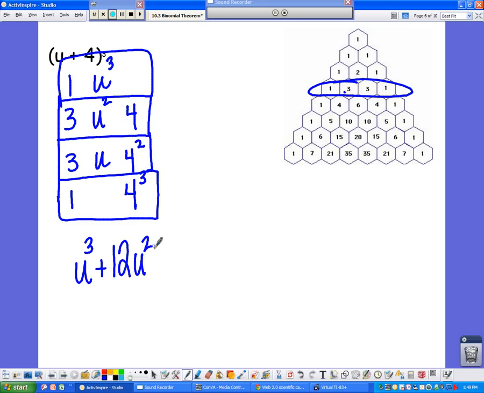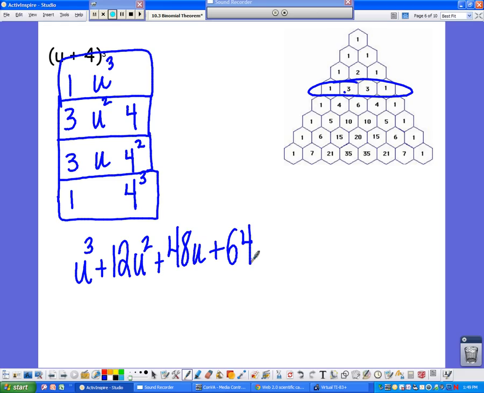u squared. Next one, remember you got to do your powers first according to order of operations. So 4 squared is 16. 16 times 3 gives me 48 u plus, and the last one is just 4 to the third, which is 64.